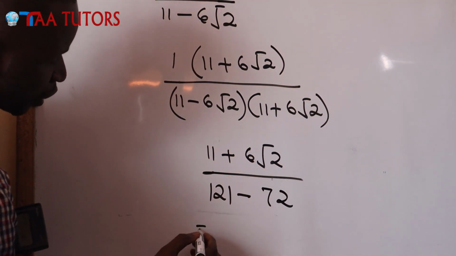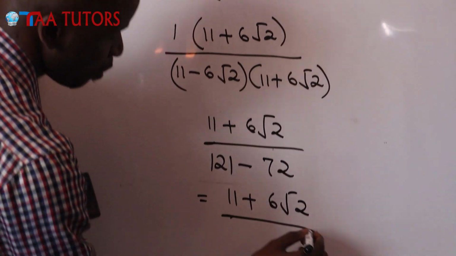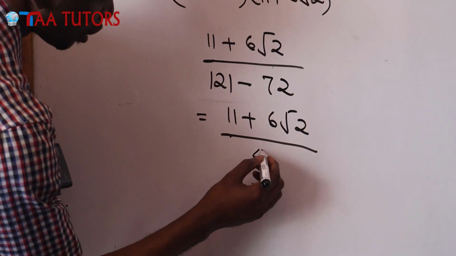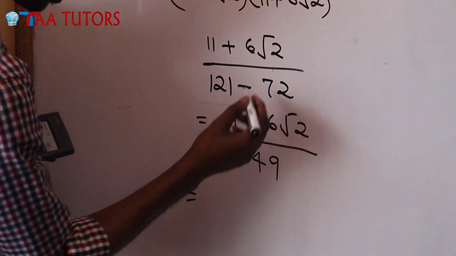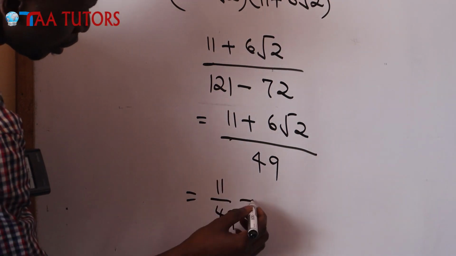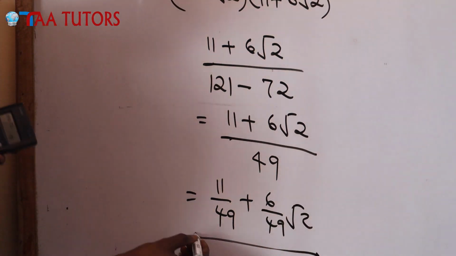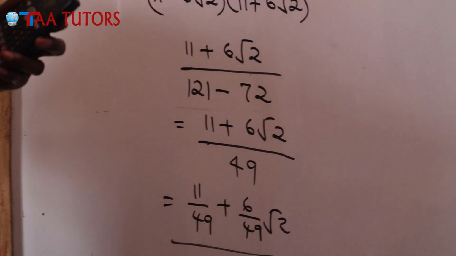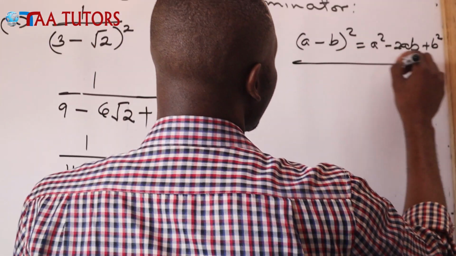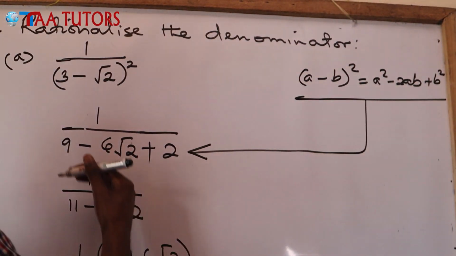So what you are going to have here is 11 plus 6√2 divided by 121 minus 72, which gives 49. If you are told to express it the way we are doing, we can say 11 over 49 plus 6 over 49 √2, if you are told to express it in the form of A plus B√C. So we also realize that I easily did something here that could have taken some space.